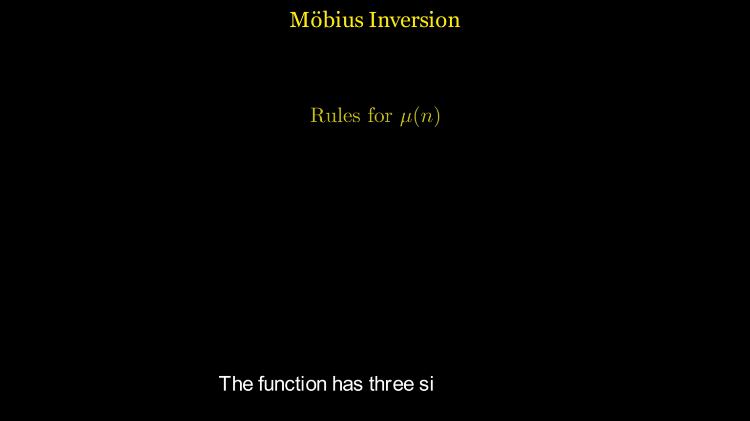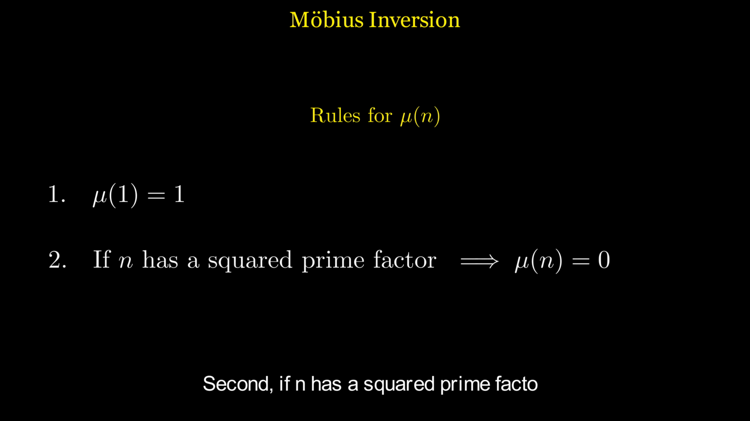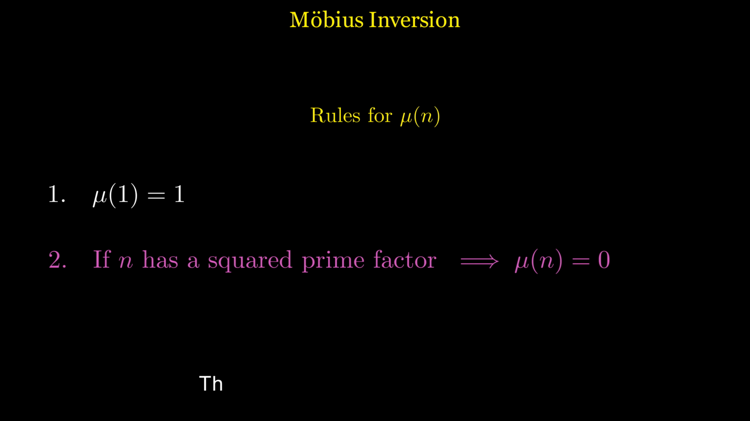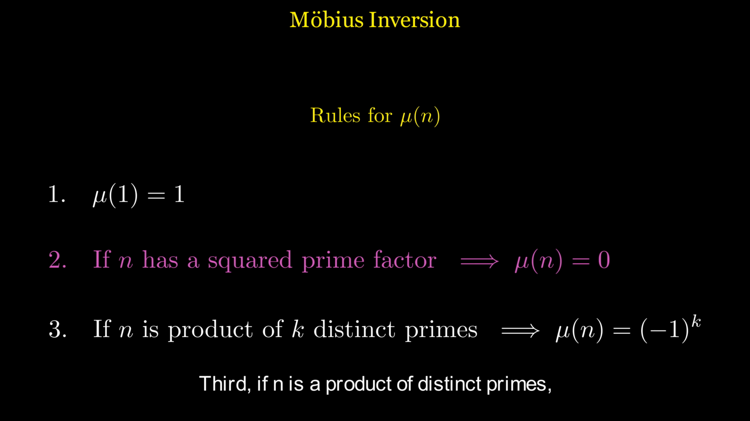The function has 3 simple rules. First, mu of 1 is exactly 1. Second, if n has a squared prime factor, like 4, 9, or 12, the function evaluates to 0. This eliminates those divisors from the summation. Third, if n is a product of distinct primes, the output is -1 to the power of k, where k is the number of prime factors.